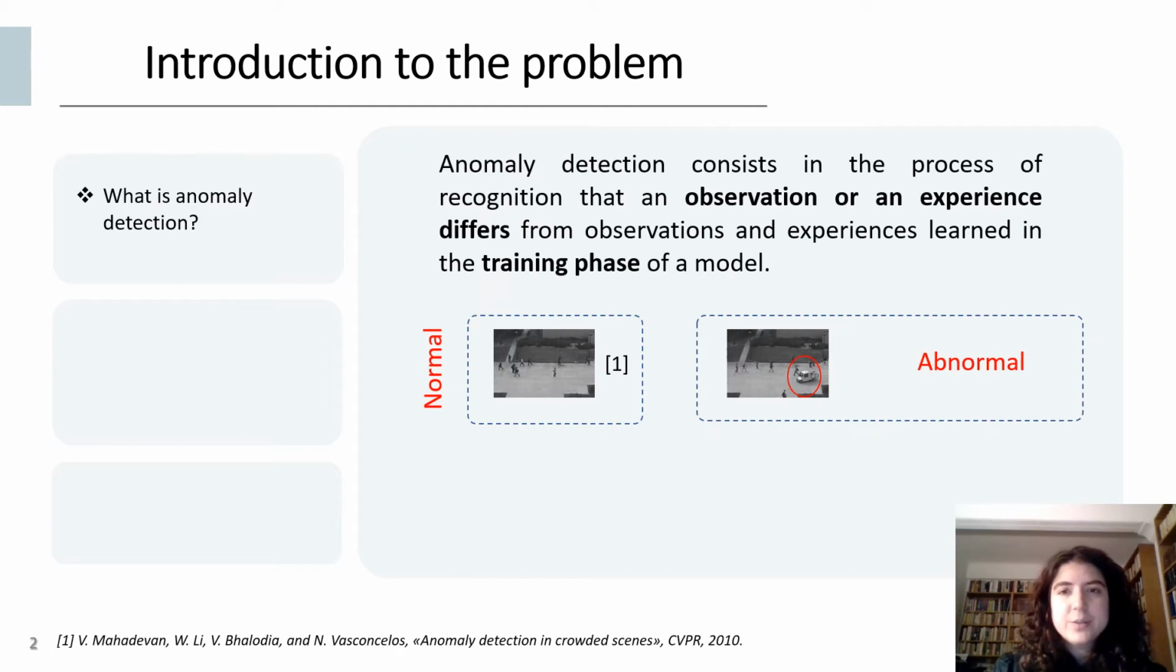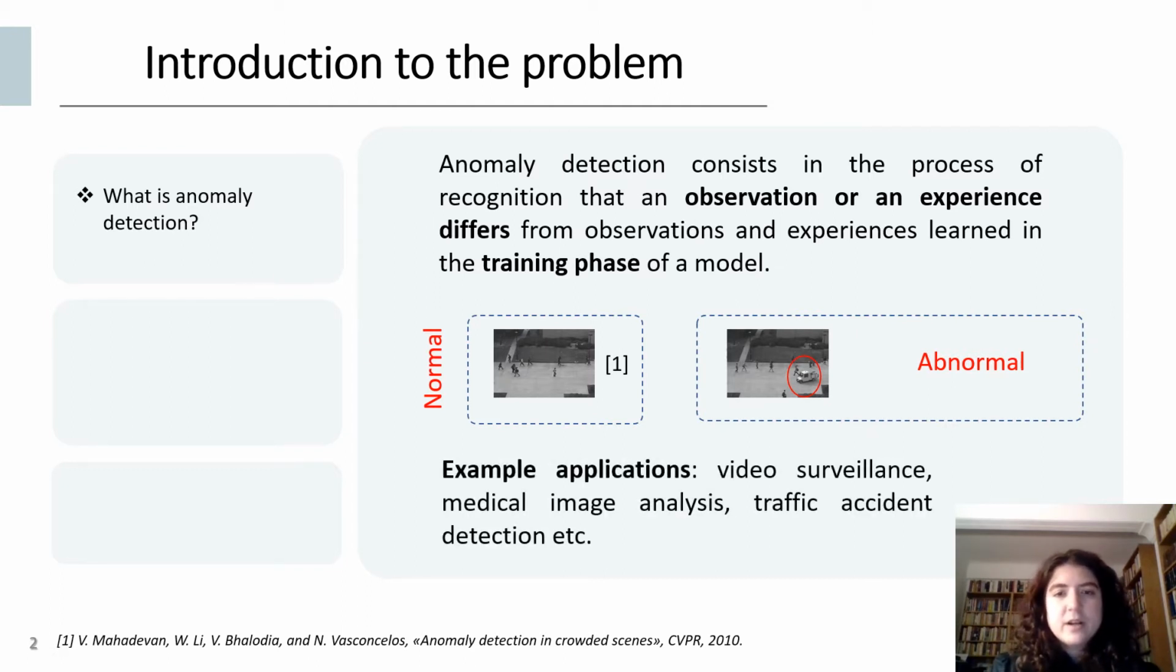Anomaly detection is the process of recognizing that an observation or an experience is different from one's experience in the past. For example, here we have a pedestrian area where pedestrians are walking, which is normal, and in the second case, we have a car which moves in the pedestrian area, which is not normal. Anomaly detection has a variety of applications across video surveillance, medical image analysis, traffic accident detection, and so on.